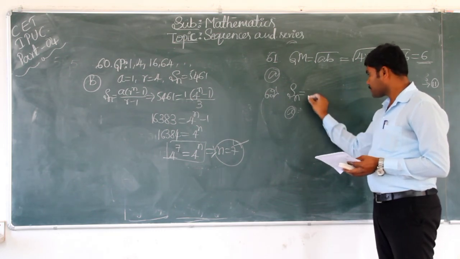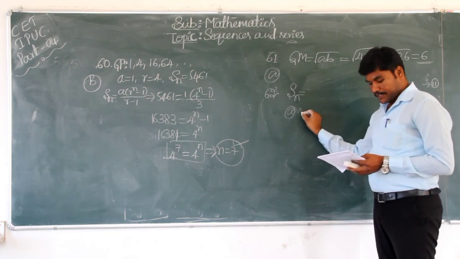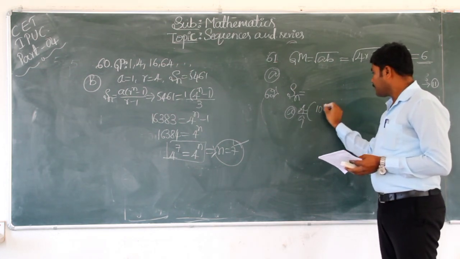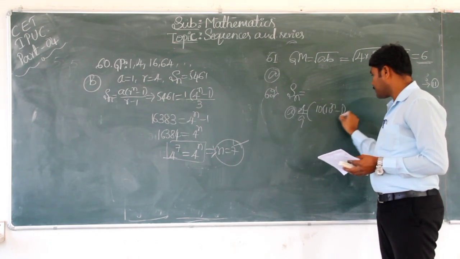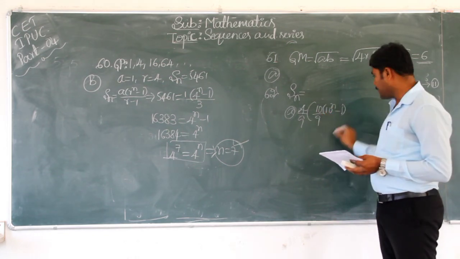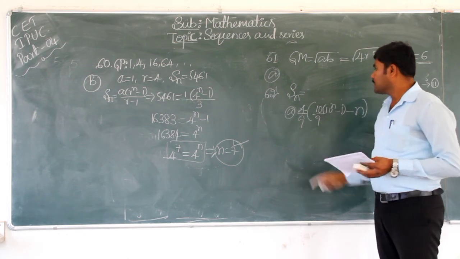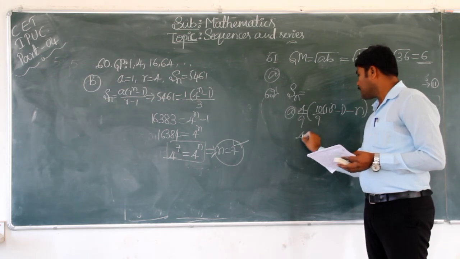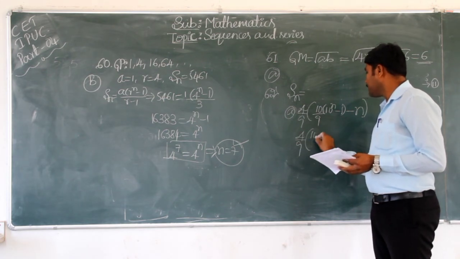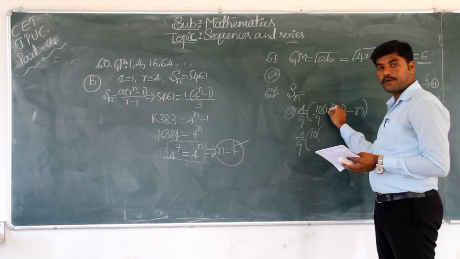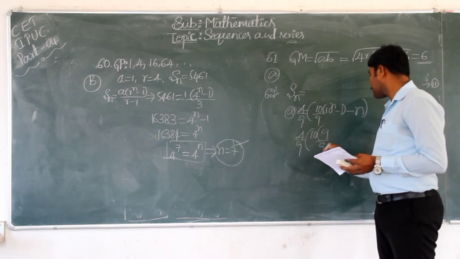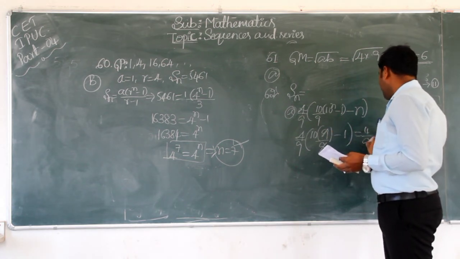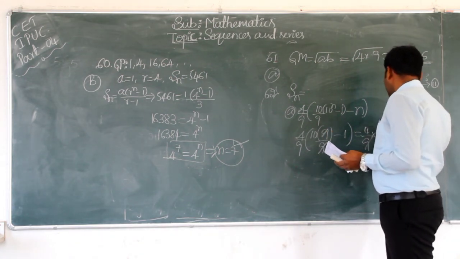Again, substitute for option B. Option A is 4 upon 9 into 10 to the power of n minus 1 by 9, minus 1, minus n. I am going to substitute n is equal to 1. On substituting n is equal to 1, 4 by 9 into 10 to the power of 1, minus 1, is 9 upon 9, minus 1, and the 9s cancel. 4 by 9 into 10 minus 1 equals 9, so it is equal to 4.